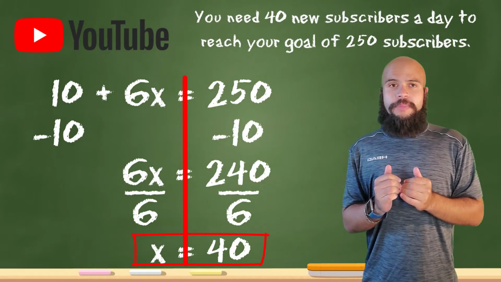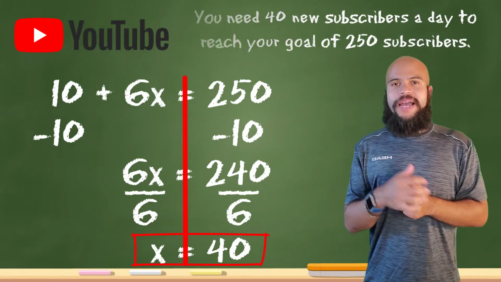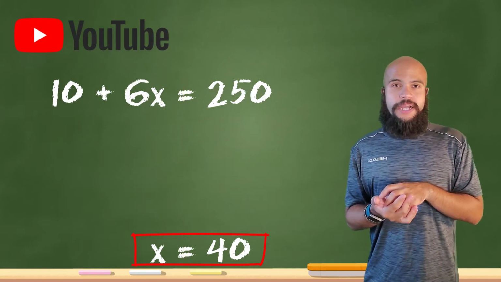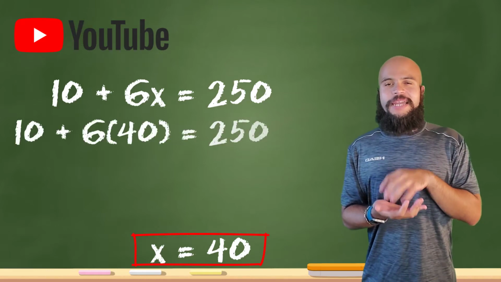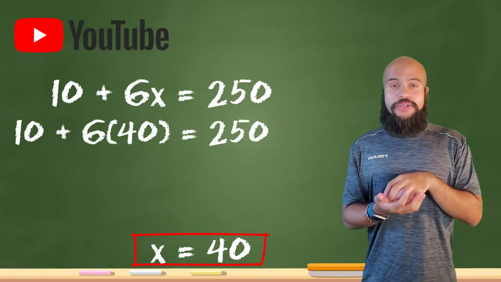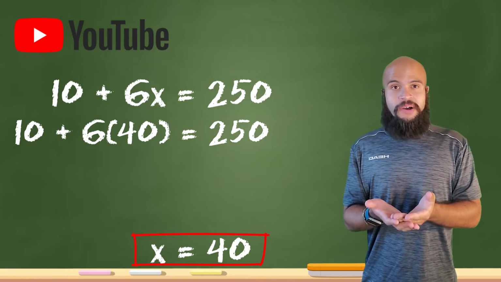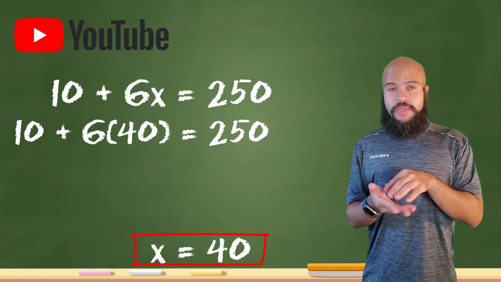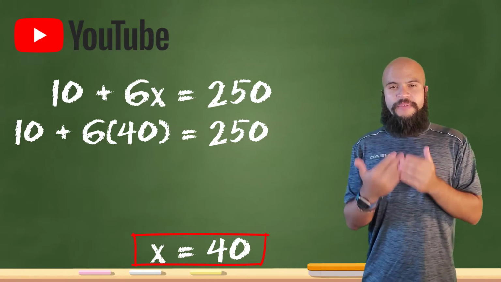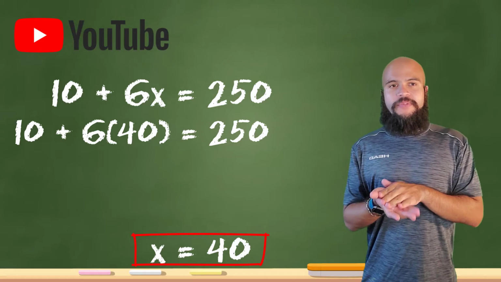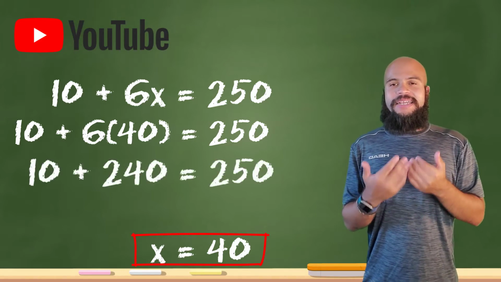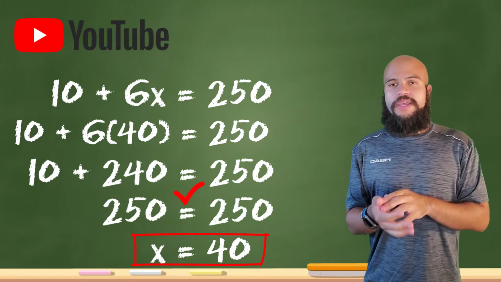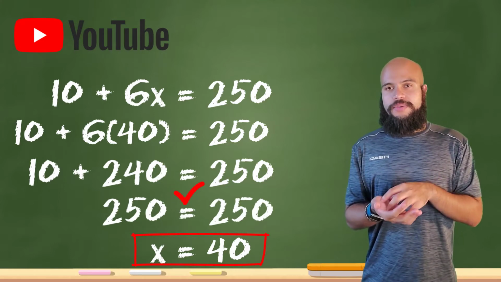Now, we are always going to show commitment to quality by plugging our answer back into the original equation and evaluating to make sure our solution is correct. In this case, 10 plus 6 times 40 should equal 250 if we solved our equation correctly. Now remember order of operations when checking our answer, so we want to multiply the 6 and the 40 before adding 10. 6 times 40 is 240, and then adding 10 gets 250. So because 250 is indeed equal to 250, we know we found the correct solution.